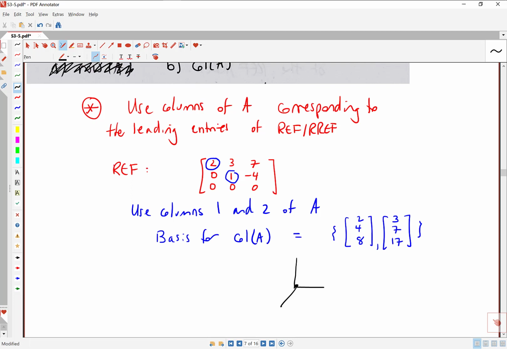So if you made a careful picture here, you could graph the vector 2, 4, 8. Let's just say that looks something like that. Could graph the vector 3, 7, 17. Okay, so without doing too much detail, let's just say that looks something like that. And so that produces a plane through the origin. And that's our column space of A. So roughly speaking, you can think of the basis as giving you the direction vectors for that plane.